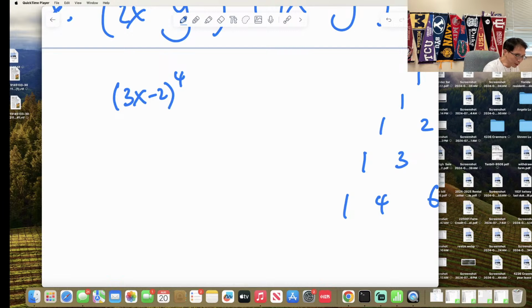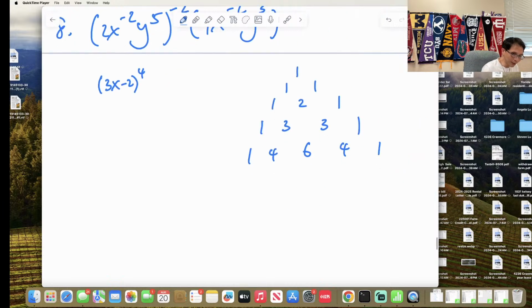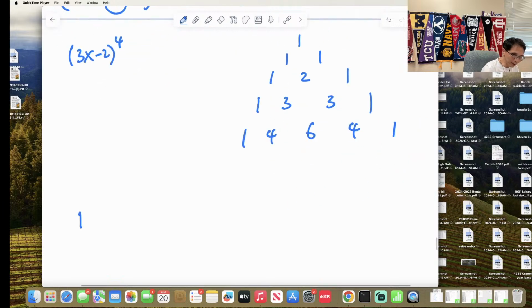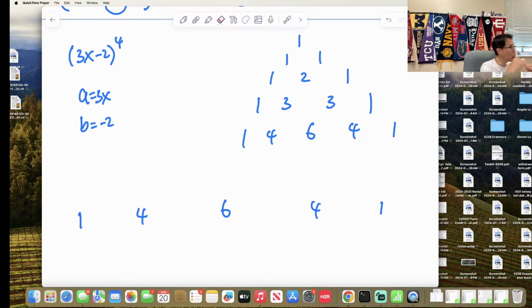So what you're gonna do is you're gonna take this, and you're gonna say 1, 4, 6, 4, 1, like this. And you're gonna say a equals 3x and b is equal to -2. So b could be negative, but when you have a negative, it will cause the sign to alternate, plus minus, plus minus, plus minus. And I'm gonna show you what happens with that.